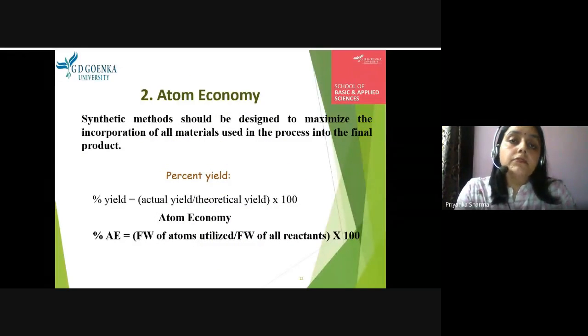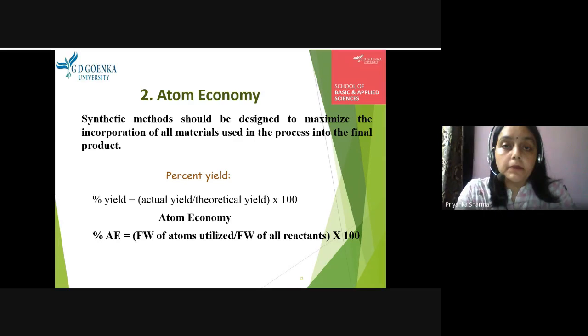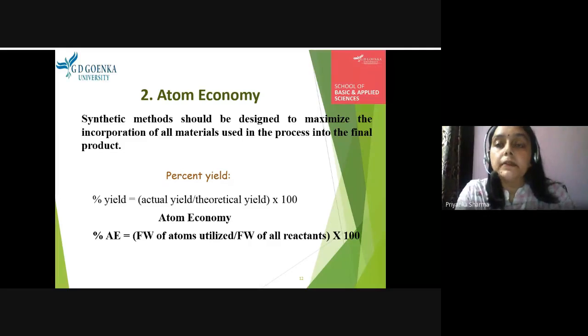Another principle of green chemistry says that we have to look for atom economy, not the percentage yield. What does it mean? Whatever final product we are getting should contain the maximum of the reactant material. That is, all the atoms which take part in the chemical transformation should be completely transferred into the final product. So the more the atom economy, the more efficient the green route. If we have to define it, the percentage of atom economy is equal to the formula weight of atoms utilized divided by the formula weight of all reactants, multiplied by 100.